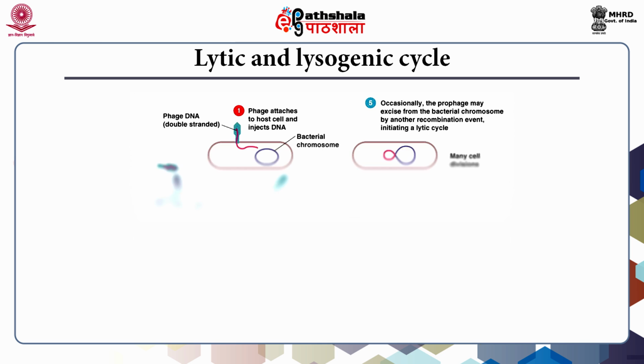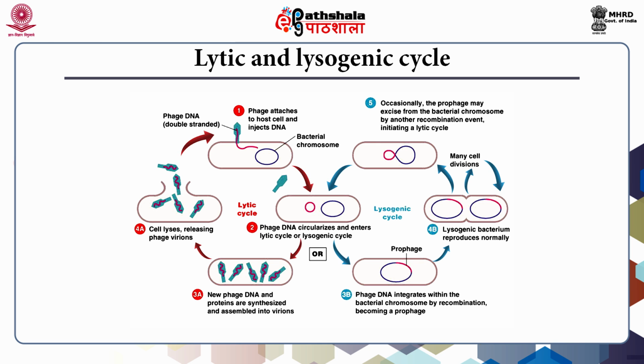This picture shows both the lytic and lysogenic phases of the viral cycle. Here you can see that first the phage attaches to the host cell and injects the DNA. You can clearly see the bacterial chromosome there. The capsid is outside. In the second picture, you can see that the phage DNA is circularized and enters the lytic cycle or the lysogenic cycle.